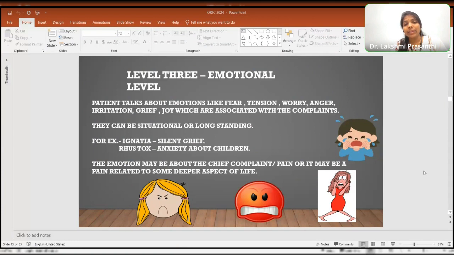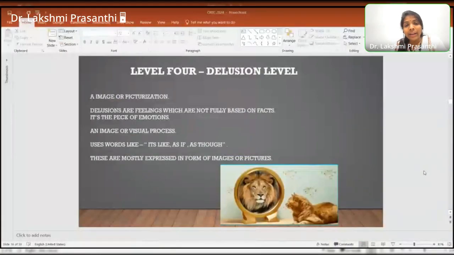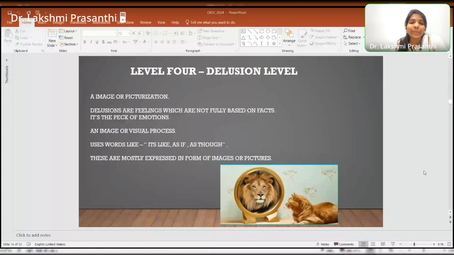Next comes level 4, which is the delusional level. Delusion basically means a false belief. And there is an image or picture through which the patient describes himself. It is not based on facts. The image defines the patient, right? For example, you have a rubric, delusion as if the legs are made up of sticks. Thuja comes into that. This level speaks all about, the patient would speak all about, as if, as though.